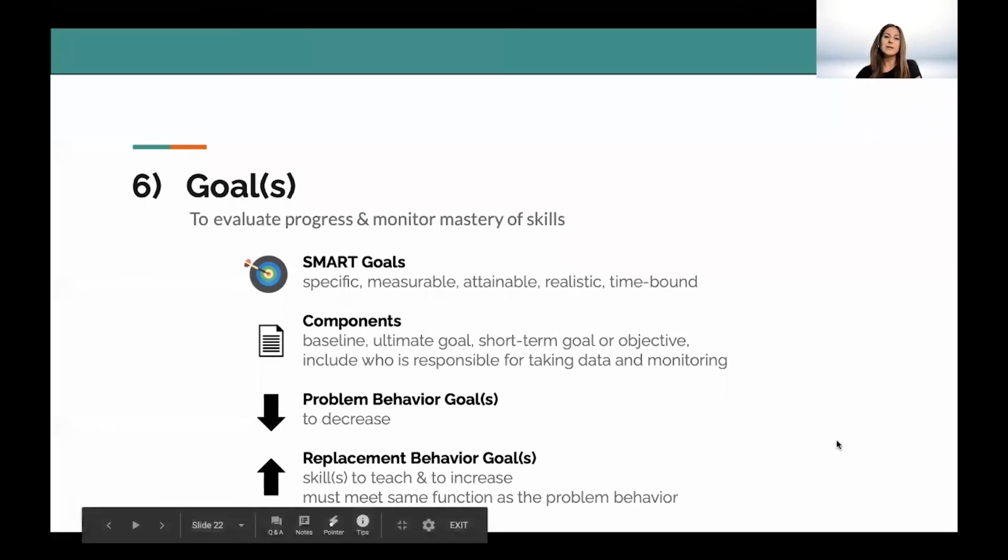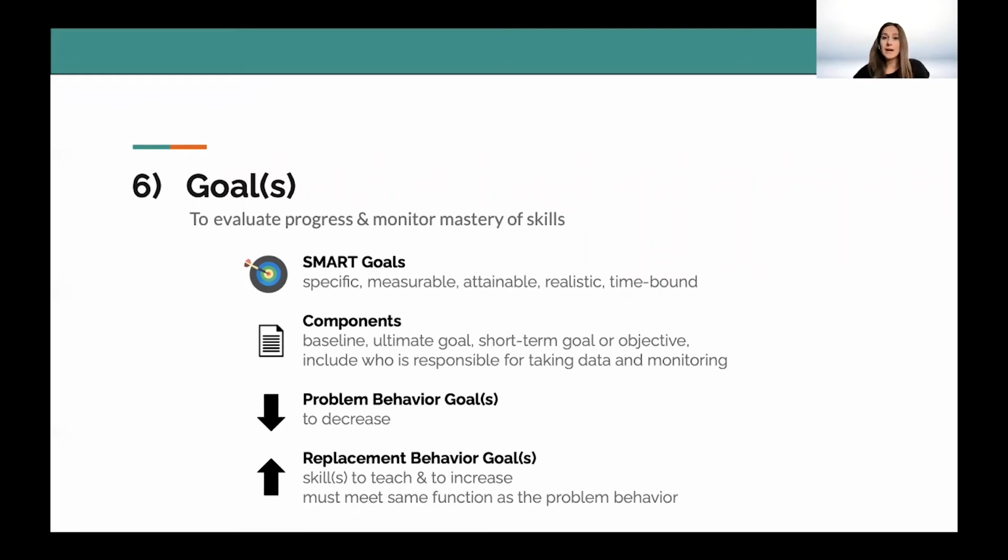The sixth component is goals. So how we're going to ensure that there is in fact a change in the problem behavior with implementing this behavioral intervention plan. So goals are really important and they need to be SMART goals. However, what does that stand for? Specific, measurable, attainable, realistic, and time-bound.